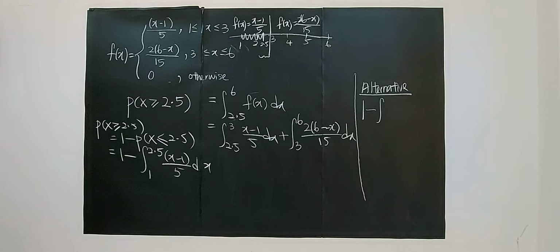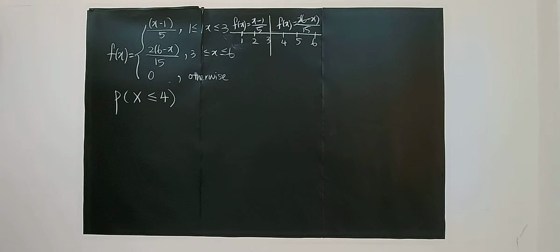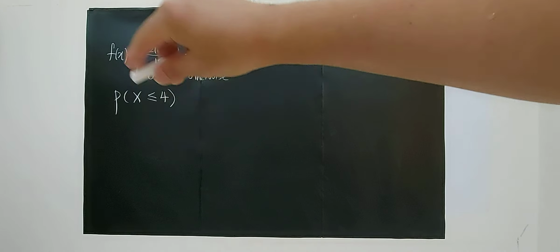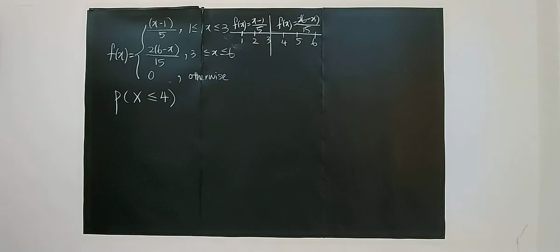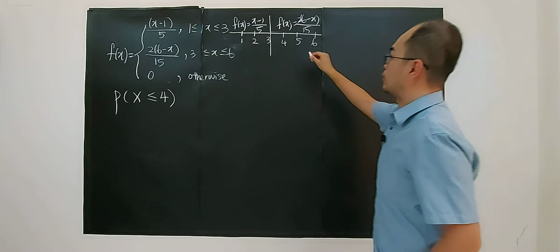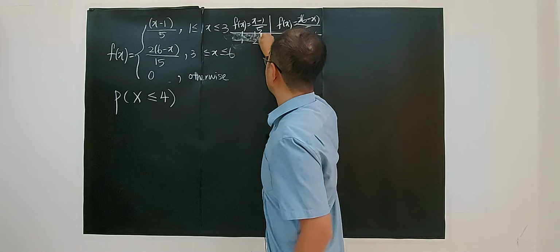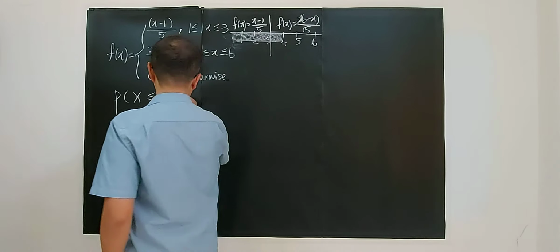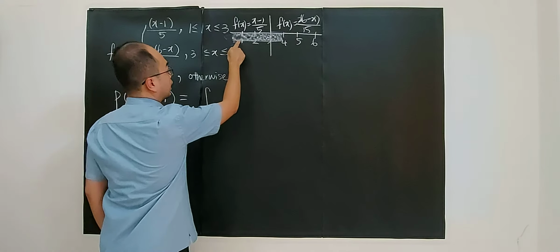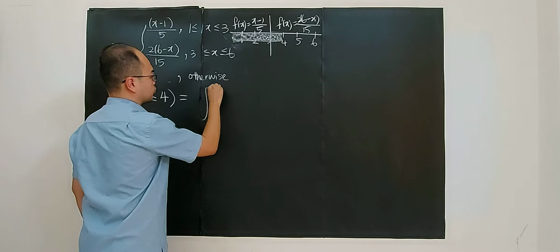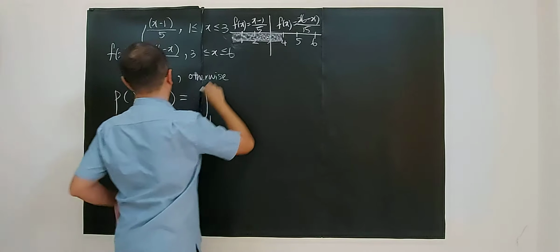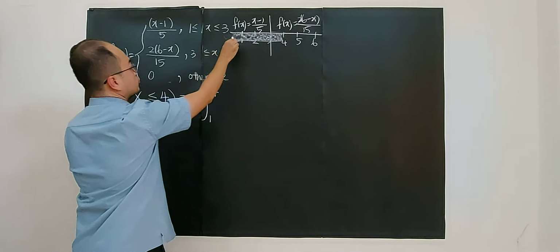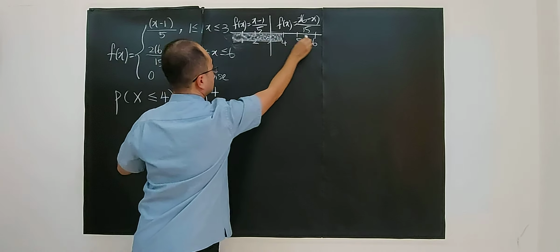Okay, I give you another situation. What if the question is asking us to evaluate the probability of X less or equal 4? Less or equal 4 means 4 and less, so it's all the region here. So it's integration from 1 up to 4, because they said less than or equal 4, so 4 and below. From 1 to 3 is this function, and from 3 to 6 is this function.